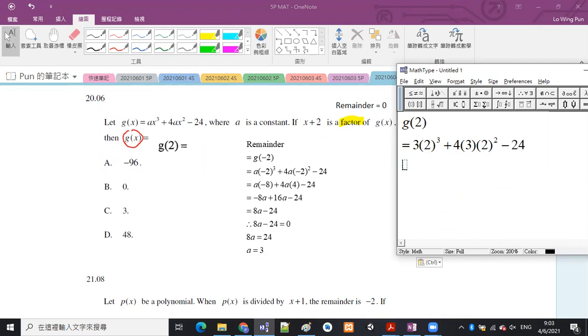Can you get this? Because we have found a to be 3, just replace all the a by 3. And this time, the question asks us to find G2, so we need to replace the x by 2. Okay? And this is a pure number, so you may use the calculator to help you.